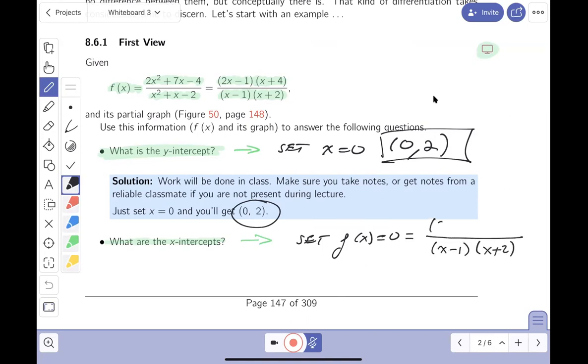This is something you've actually done in Math 100, by the way. And certainly it's easy to do, right? So what would you get over there? If you set the function equal to 0, it's like saying y is equal to 0.